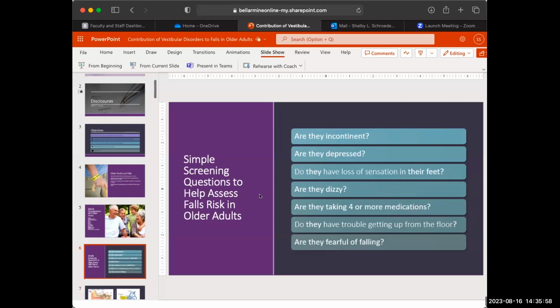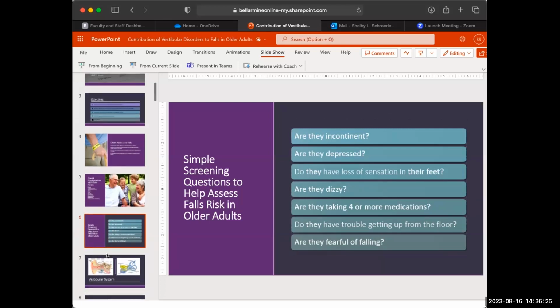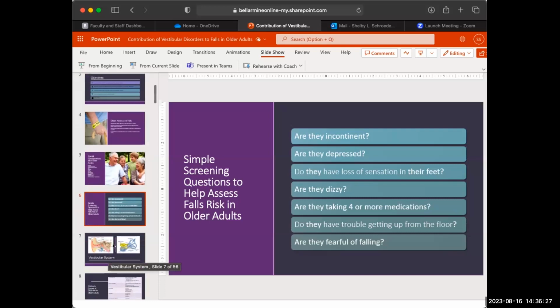Okay, so here are some simple screening questions to help assess falls risk in older adults. So are they incontinent, depressed? Do they have any loss of sensation in their feet? Dizziness, taking 4 or more medications? Do they have trouble getting up from the floor? Are they fearful of falling? And if the answer to any of these is yes, then their falls risk is increased.